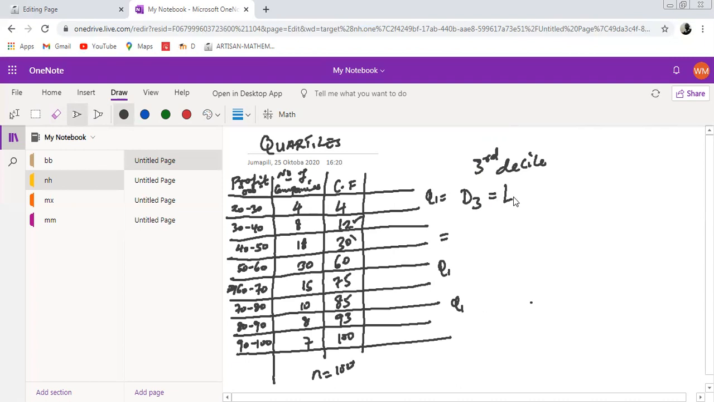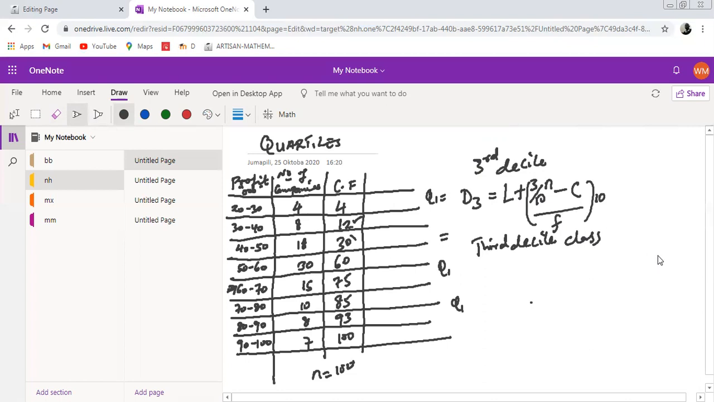it will be given by R plus 3 over 10, because we are looking for the third, 3 over 10n minus C over F, and then we multiply this part by the interval of the classes, which is 10. But first things first, always locate the third decile class.